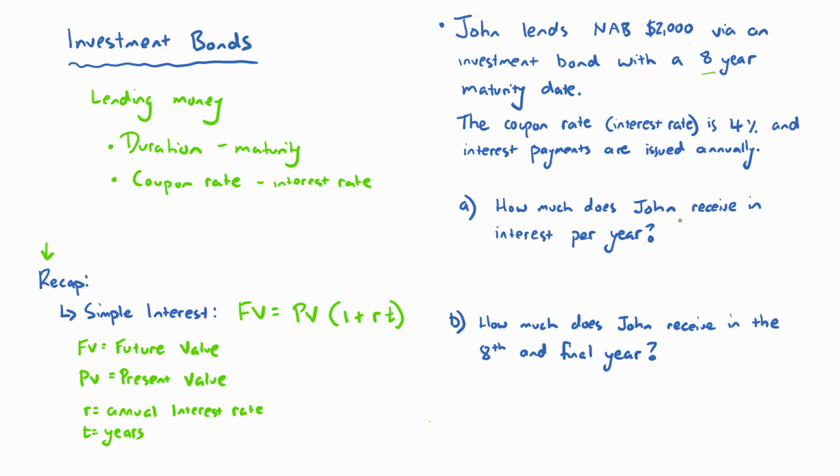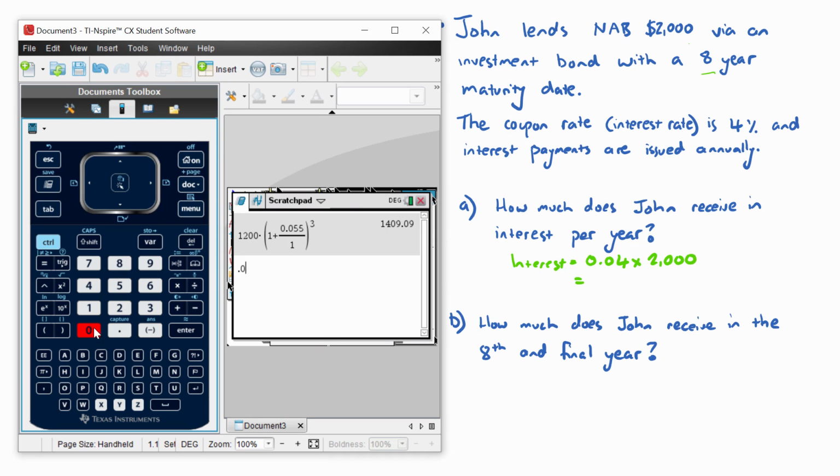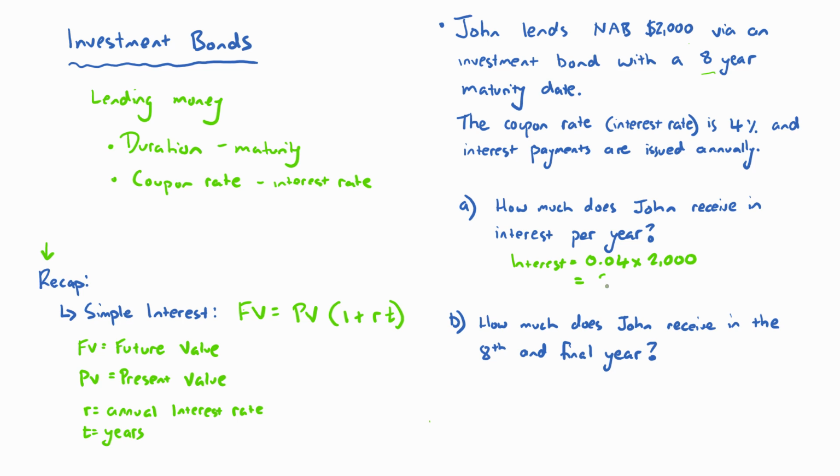Okay, 2 questions here. How much does John receive in interest per year? Well, it'll just be 4% of 2,000. So the way that I like to do this would be interest will equal 4%, which as a decimal is 0.04, multiplied by 2,000. And you may want to do that in your head, or we could use our calculator here. So 0.04 multiplied by 2,000, that is equal to $80. So each year, NAB will repay John $80.